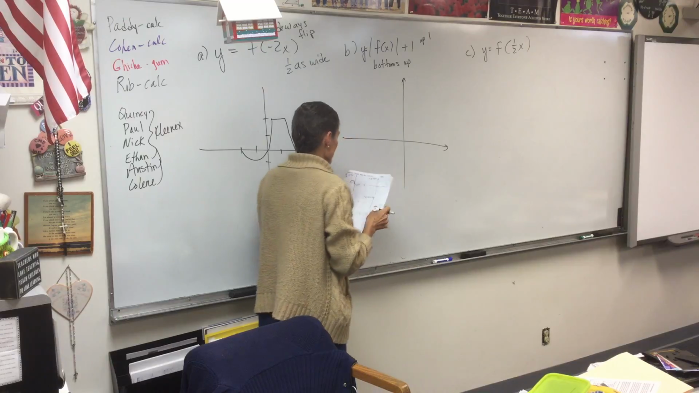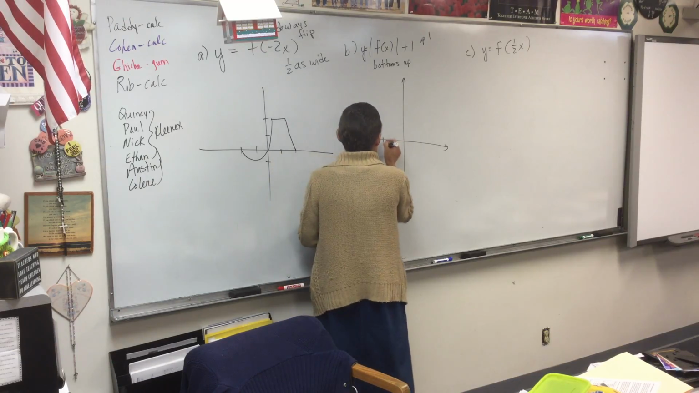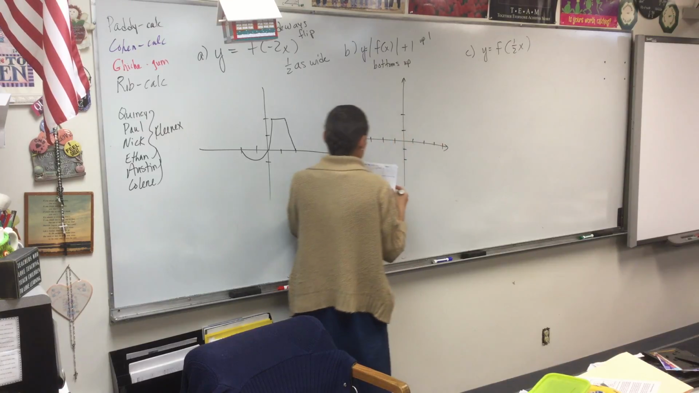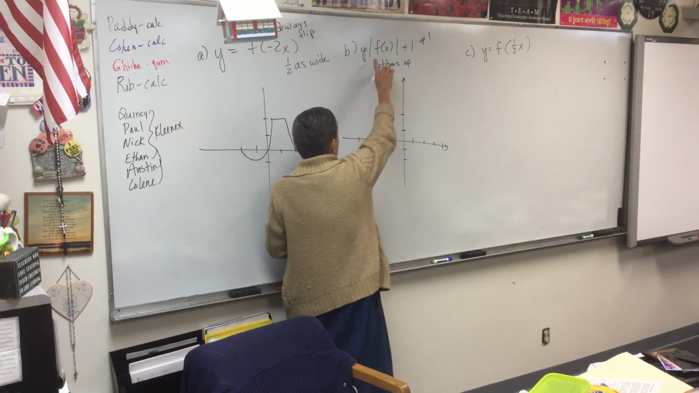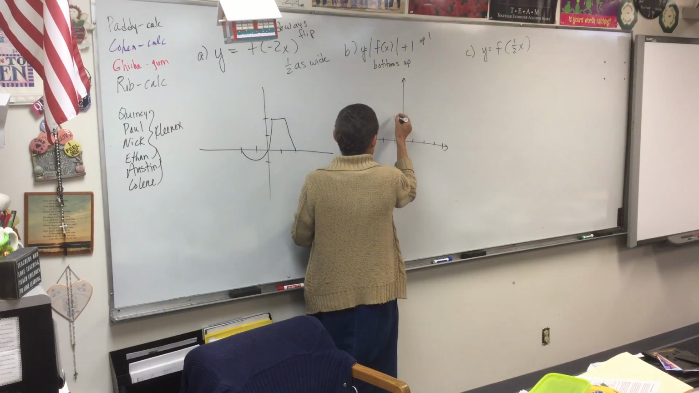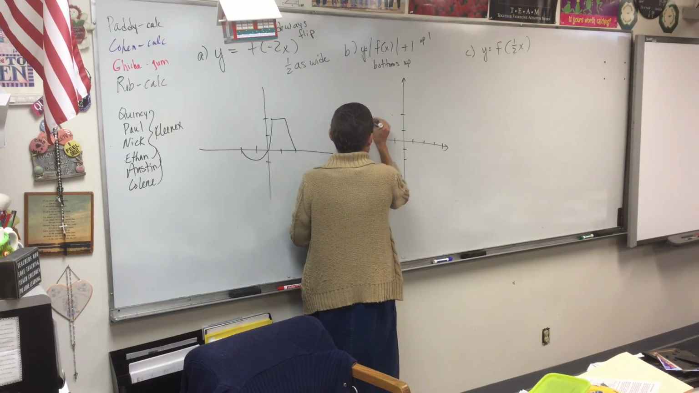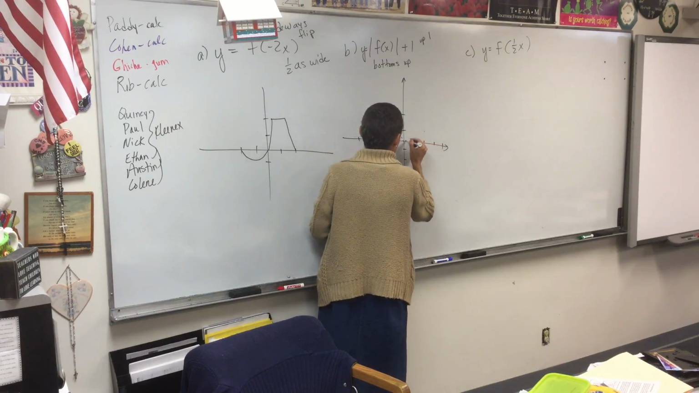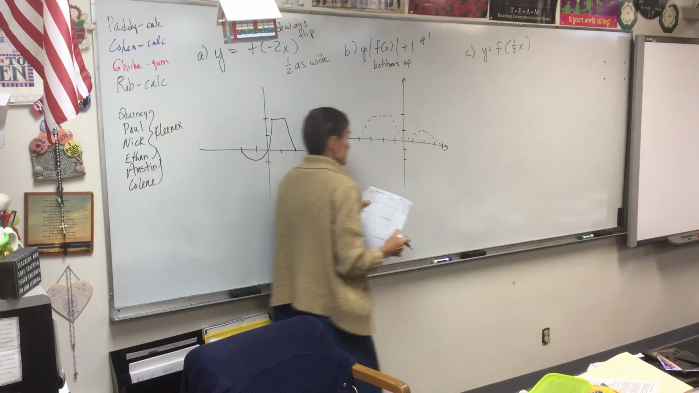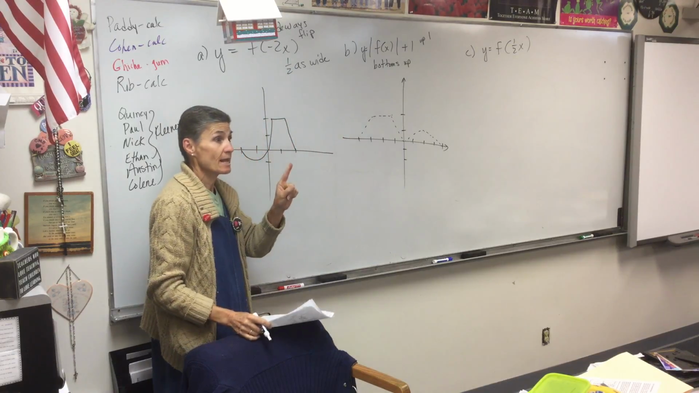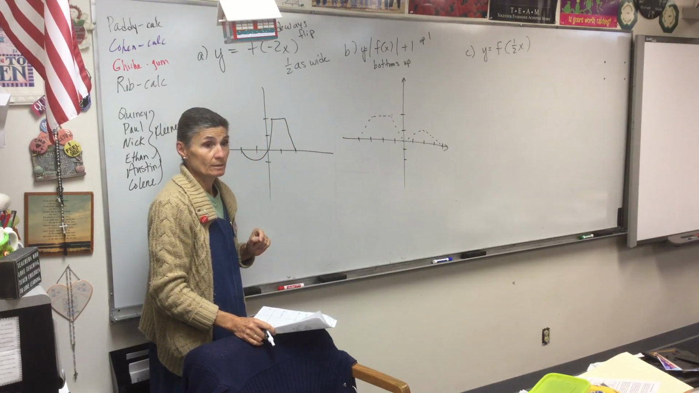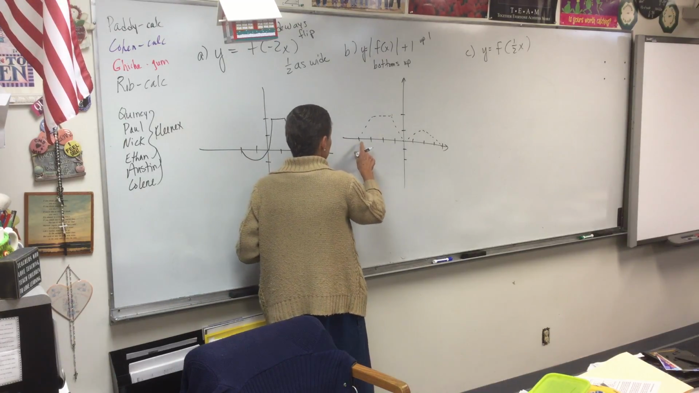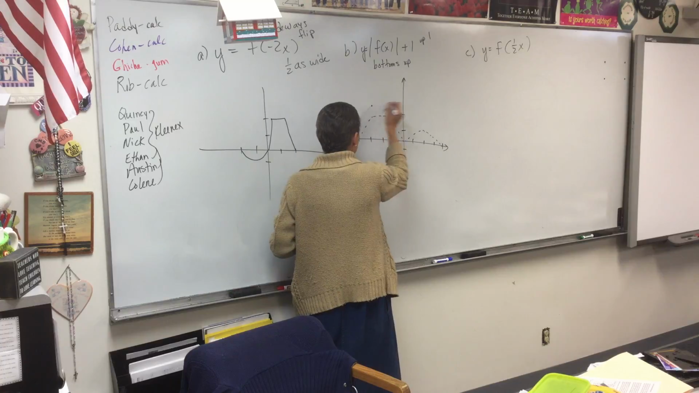So I'm going to do this in 2 steps because it's just too much for me to handle otherwise. All right, so here we go. So the first thing I'm going to do is the absolute value part. This guy is going to stay the same, and this guy is going to flip up. Does that make sense to everybody? That's just the absolute value part. Then I will take that picture and pick everything up 1 unit.